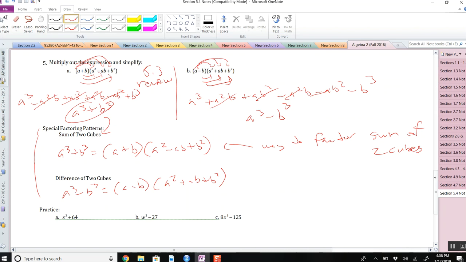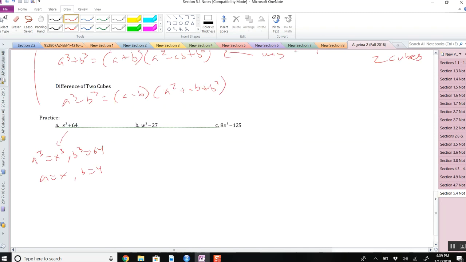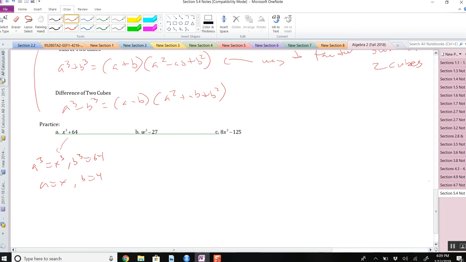So let's put this into practice. x cubed plus 64 is, well, actually, first we're going to say this. A cubed is x cubed, B cubed is 64. That means that A is x and B is 4, because those are the cube roots of x cubed and 64 respectively. So now if I apply the formula, A plus B times A squared minus AB plus B squared, I'm going to replace A with x, replace B with 4, and then replace A with x again: x squared minus 4x plus 16.